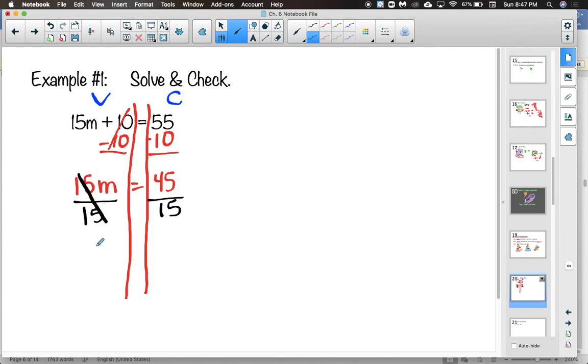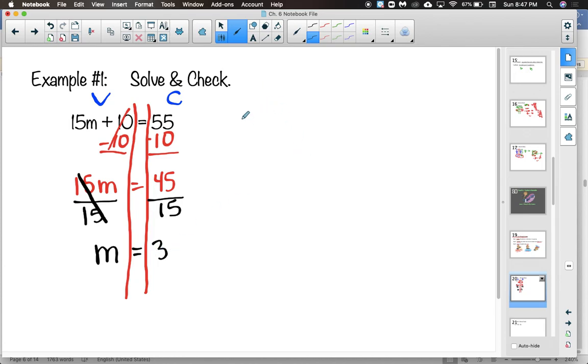15 divided by 15 is 1m, which is what I want. Only one lonely m there. 45 divided by 15 is 3. So my solution here is m equals 3. Did you see the 2 steps? First step was subtraction. Second step was division. Then we got our final answer.